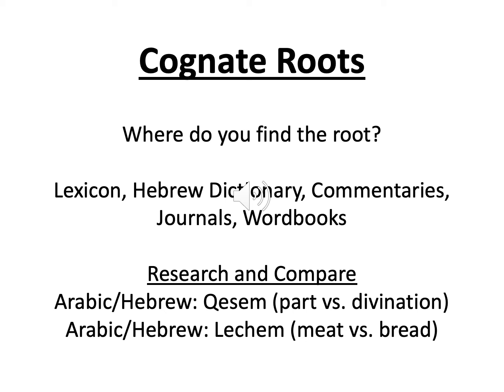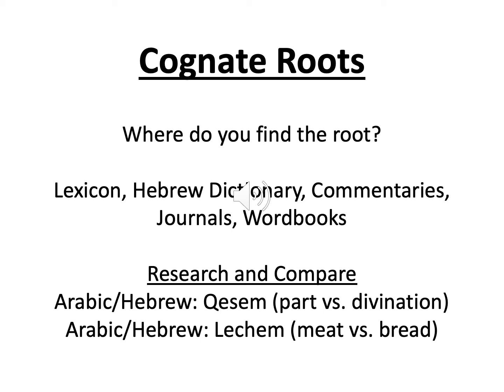In the end, though, we need to not only gather the data, we then need to compare the data. Just because we found the word in another language, we need to think critically about the use of that word. For instance, in both Arabic and Hebrew, we have kesem, and in Arabic and Hebrew, we have lechem. But in Arabic, kesem means part, whereas in Hebrew, it has to do with divination or looking to see the future. Some lexicons even say magic. In Arabic, lechem means meat. In Hebrew, it means bread.